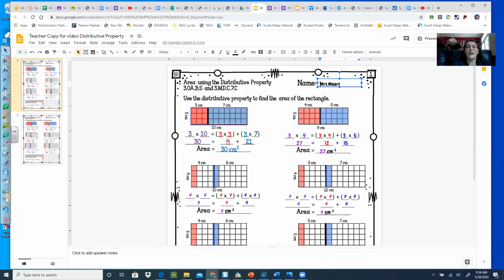3 times 3 is 9. And we have the 3 times 7, which is 21. When they are added together, you get a total of 30. And our unit on this one is centimeters, so it's centimeters squared.